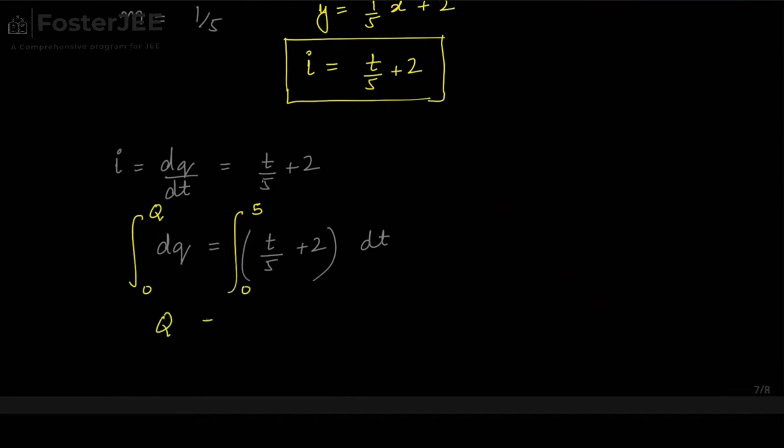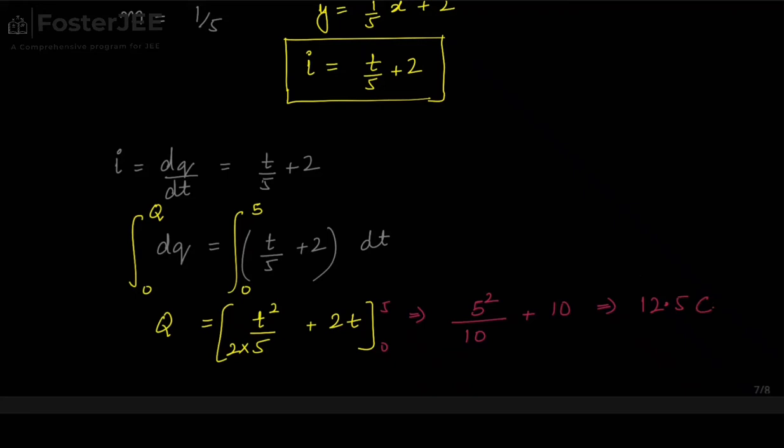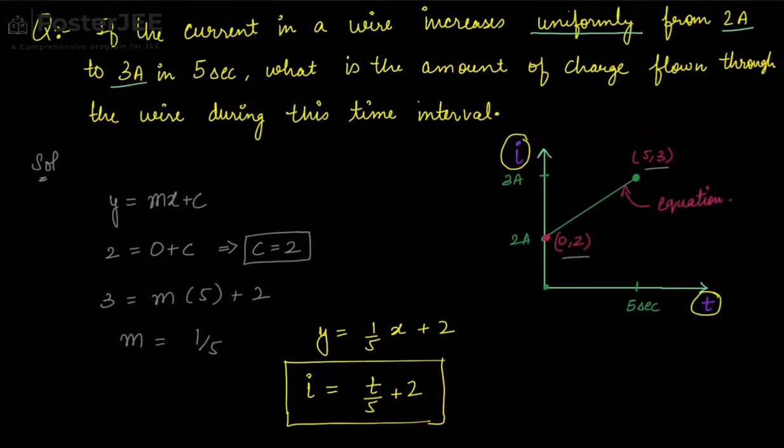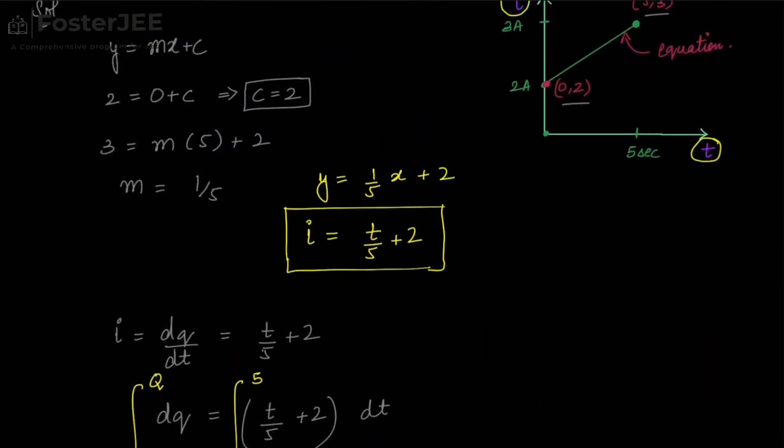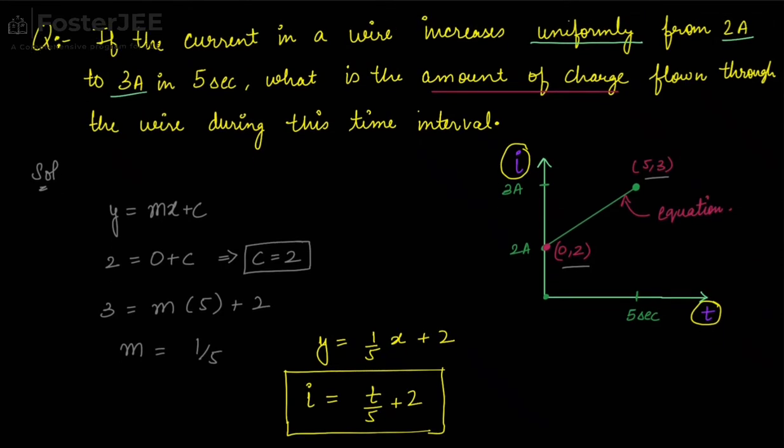So the value of q will be t square by 2 into 5 plus 2t. On putting the limits 0 to 5, we will get 5 square upon 10 plus 10. This comes out to be 12.5 coulomb. So in this time interval, a total of 12.5 coulomb charge is flown through the wire.